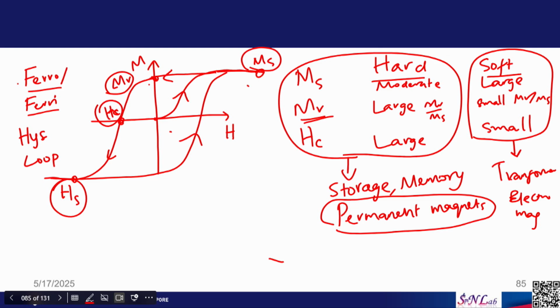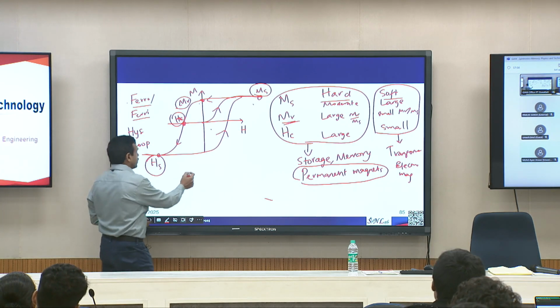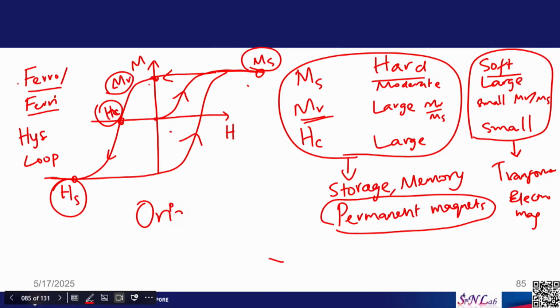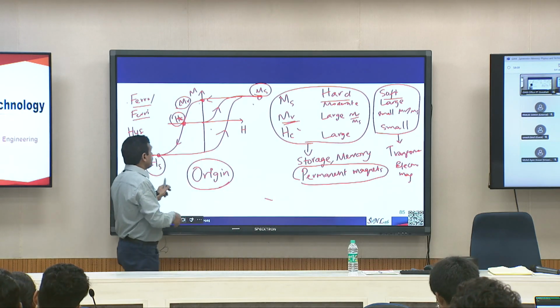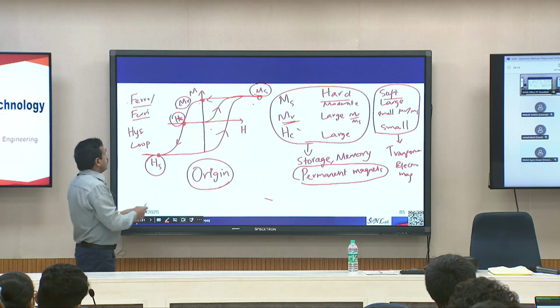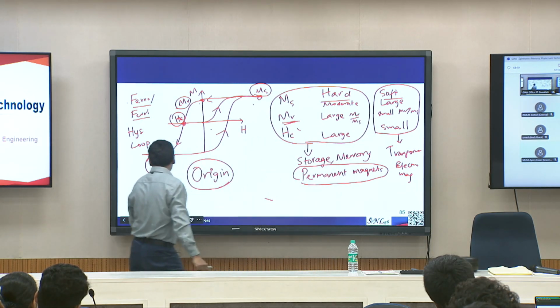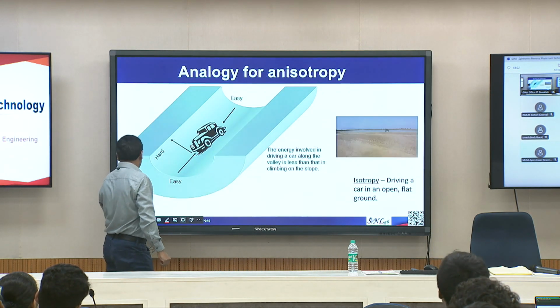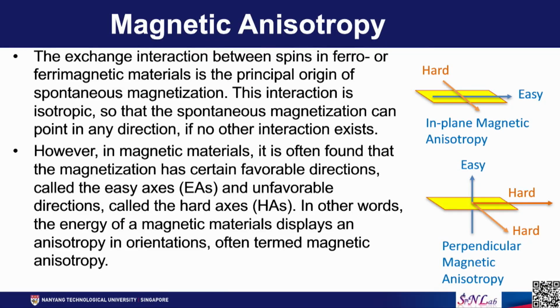Okay, so this is where we stopped. When we were doing this, there was a question: what is the origin of these properties? So, why are some materials hard, why are some materials soft? Okay, this we haven't discussed. So, today we will start from here. The origin for the hard or soft magnetic property of a material comes from this property called anisotropy.